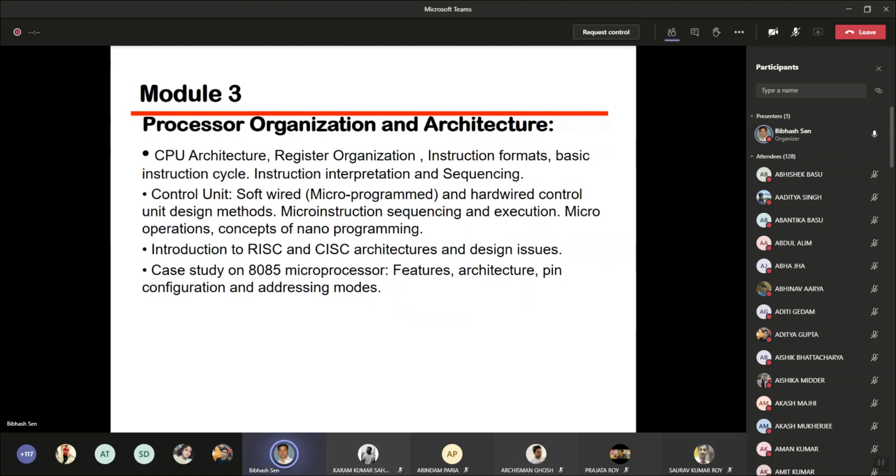Module 3 will study processor organization and architecture. That is, what is RISC or CISC. Remember, RISC is reduced instruction set computer, and CISC is complex instruction set computer. In this, IS means instruction set, and particularly the instruction set will lead to different types of architecture. So it is very important for you to understand the instruction set architecture.